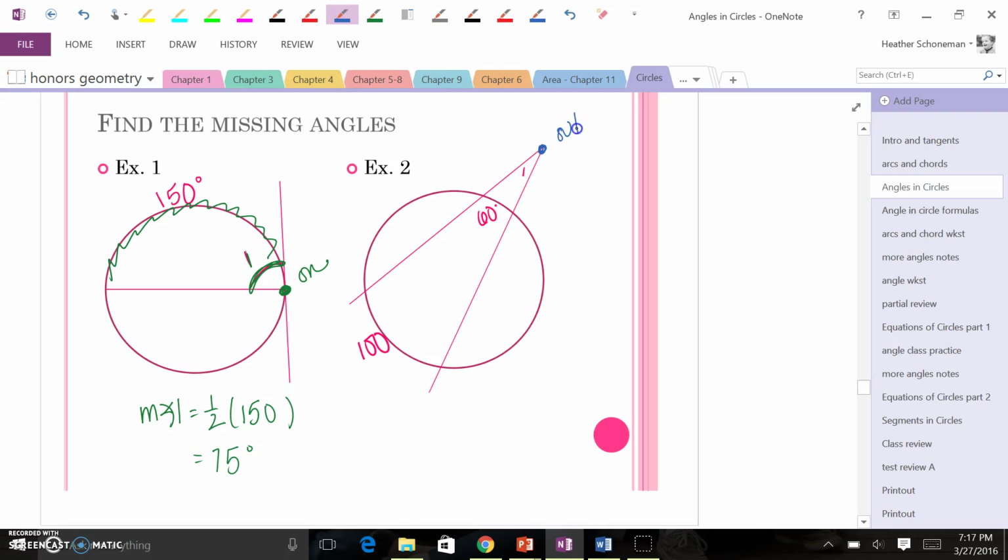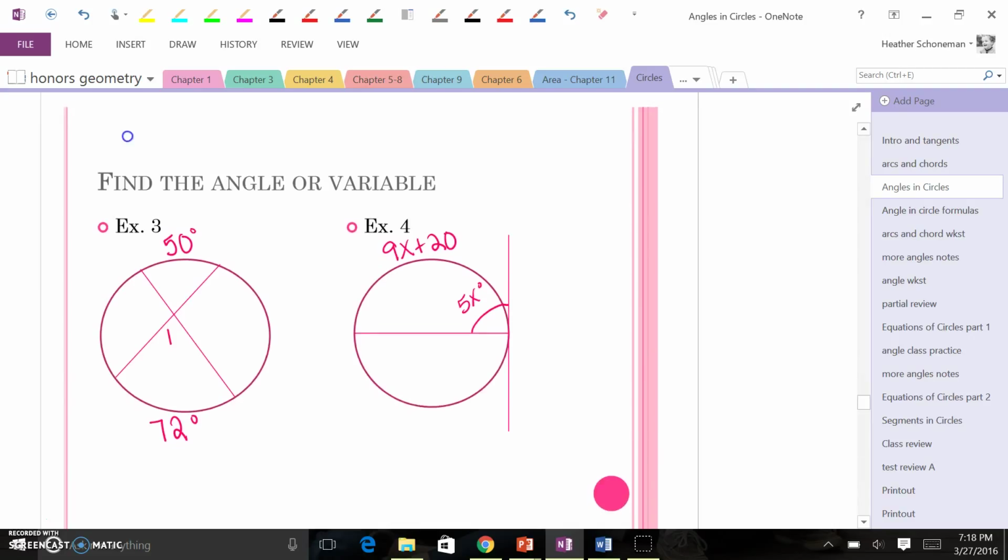Here, the vertex is outside of the circle, so the measure of the angle, you always say the measure of the angle equals. Well, when it's outside, it's 1/2, and then we subtract the two arcs. Well, clearly 100 is bigger, and the bigger arc is always going to be further from it. So we have 1/2 of 40, which is 20. Alright, let's look at some more examples.